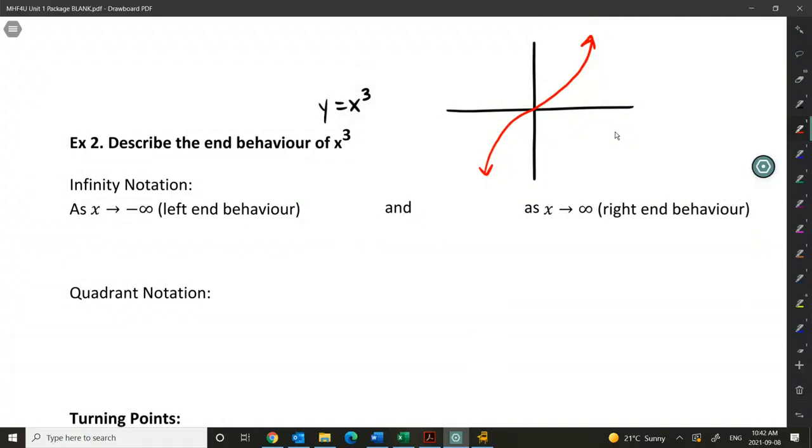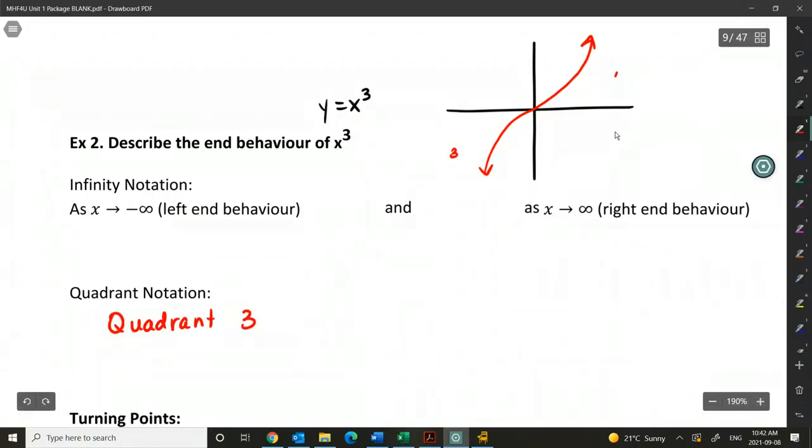Oscar? Quadrant 3 to quadrant 1. Perfect. So for this one, I would say quadrant 3, which is where the left end is, right? This is down in quadrant 3. This is 1, 2, 3, 4. So I would say quadrant 3, which is where the left end is, to quadrant 1.